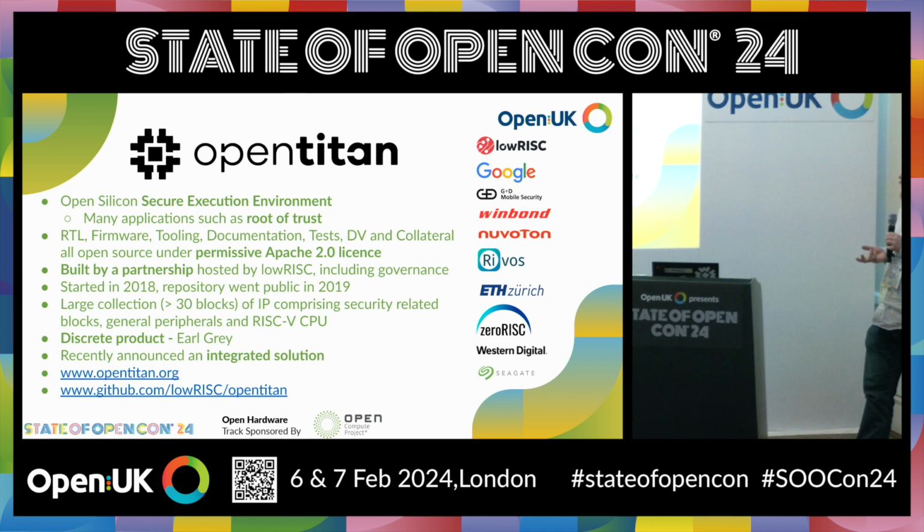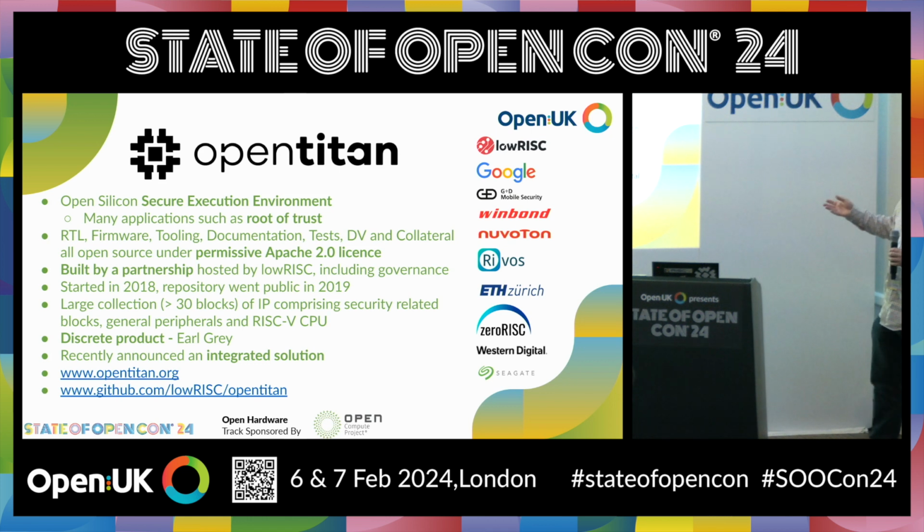And at its core, OpenTitan is a large collection of different IP blocks. So there's a whole bunch of different things in here. There's some fairly specialized security things like AES, various crypto accelerators, cryptographically secure random number generators, more general stuff, things like I2C, SPI, USB, and we also have a RISC-V CPU called Ibex. It's been around about 5 years now. Almost 6 years, yes. So it started in 2018, and the repository went public in 2019.